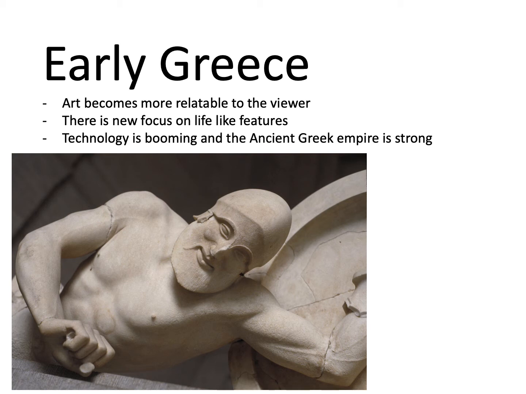You can see the ripples of his chest muscles. You can see the cave of the chest and rib bones. You can see the gradual way in which the muscles ripple underneath the skin. And technology in Greece is booming at this point. The empire, the ancient Greek empire, is very strong.